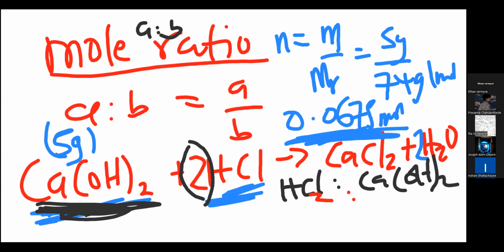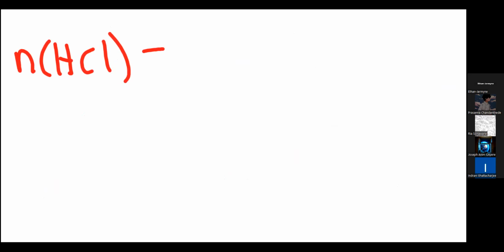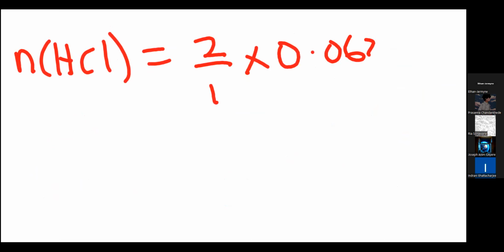So 2 is to 1. We use the balance numbers. Hydrochloric acid has 2 in front of it. So 2, calcium hydroxide has 1. If nothing is written in front of the compound, the ratio there is 1. So 2 is to 1. And then if I'm doing my moles, since I'm looking for HCl, n of HCl is what? 2 over 1 times the moles of calcium hydroxide, 0.0625 or whatever.